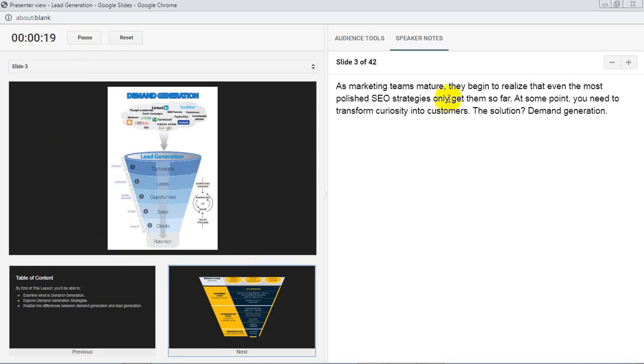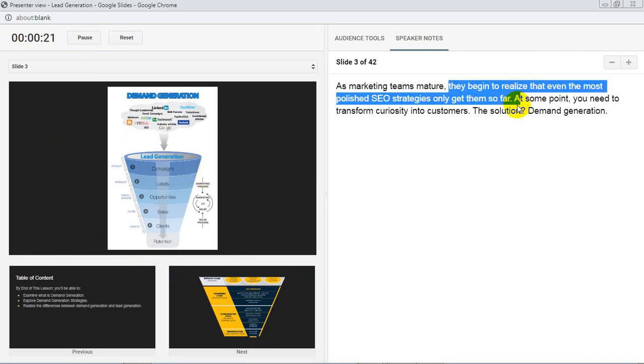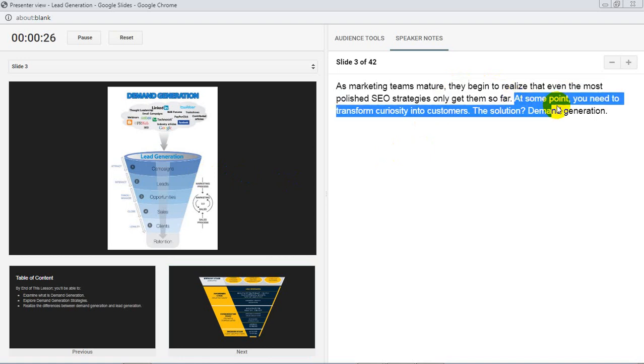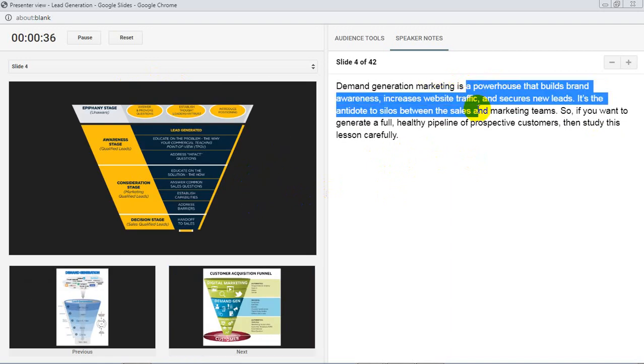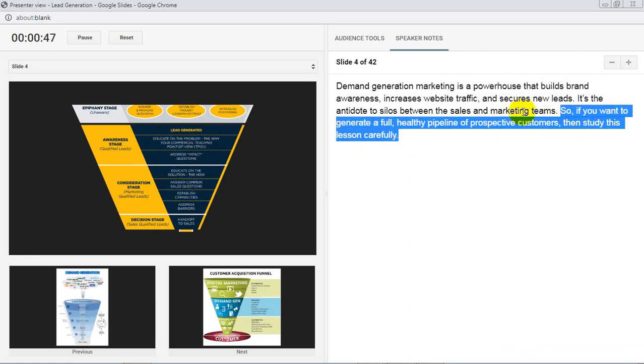As marketing teams mature, they begin to realize that even the most polished SEO strategies only get them so far. At some point, you need to transform curiosity into customers. The solution? Demand generation. Demand generation marketing is a powerhouse that builds brand awareness, increases website traffic, and secures new leads. It's the antidote to silos between the sales and marketing teams. So, if you want to generate a full, healthy pipeline of prospective customers, then study this lesson carefully.